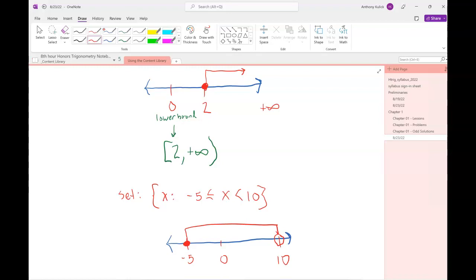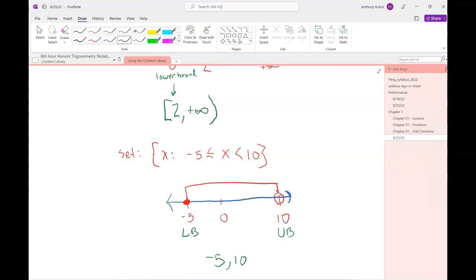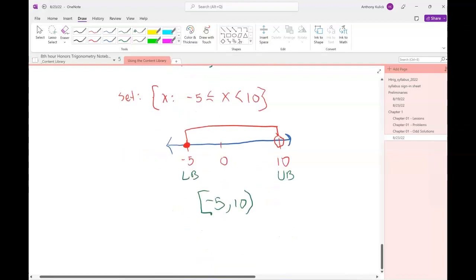Everybody's okay there? So when I write my interval then, my lower bound is -5. My upper bound is 10. And -5, is that included or not included? Included, so it gets the bracket. And the 10 is not included, so it gets a parenthesis. Okay.